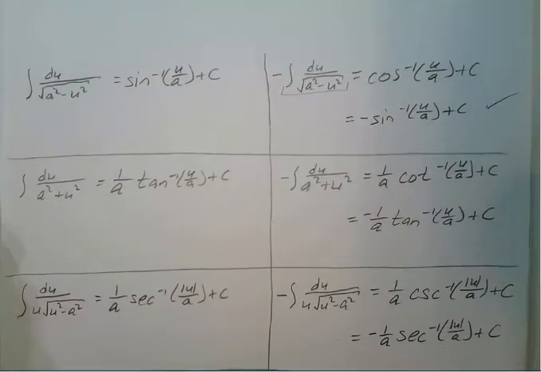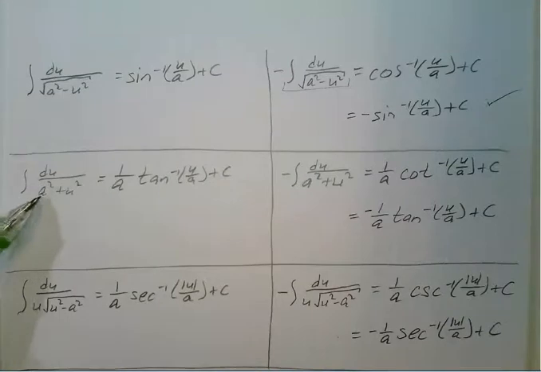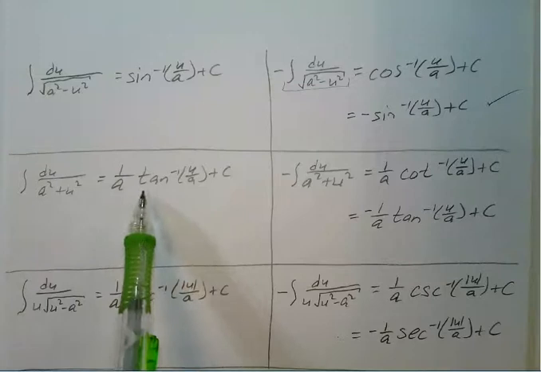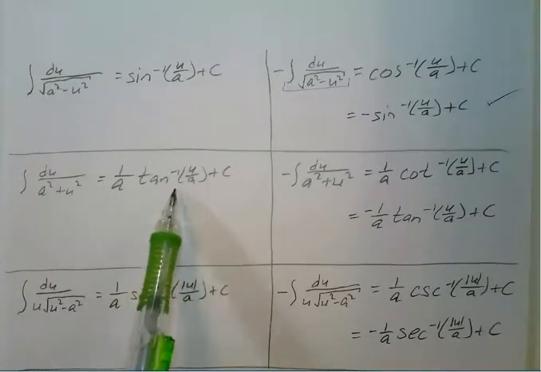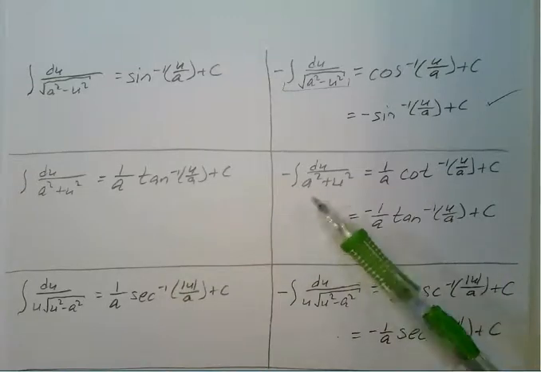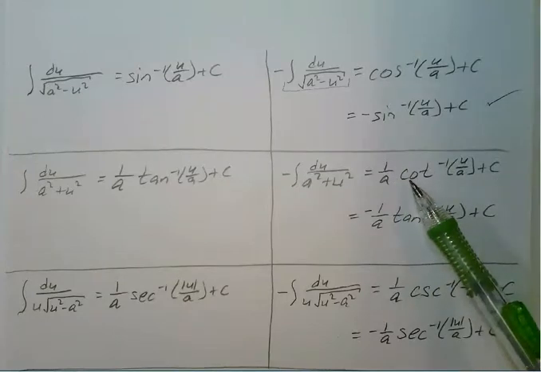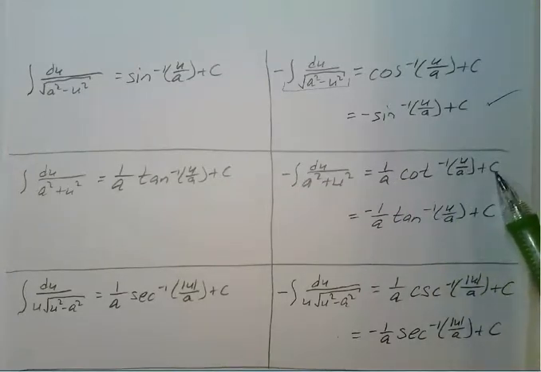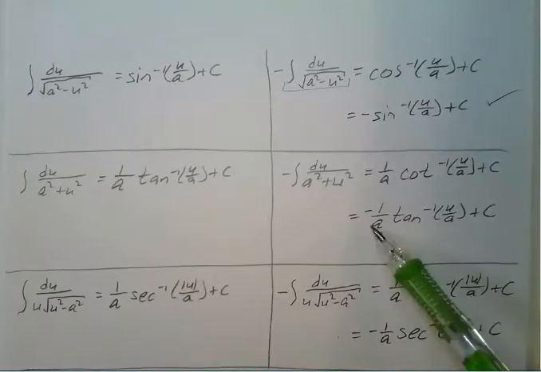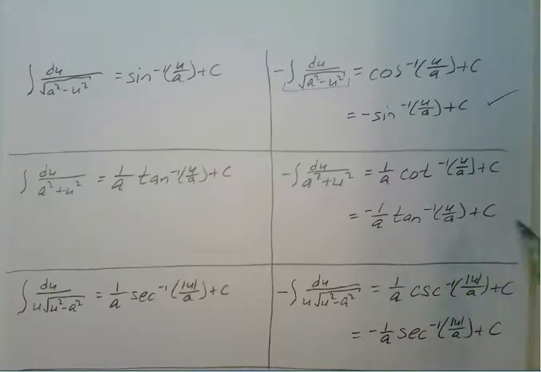All right, so we have the integral of du over a squared plus u squared. That's going to equal 1 over a times tangent inverse of u over a plus c. Again, if you have the negative du over a squared plus u squared, that's going to equal 1 over a times the cotangent inverse of u over a plus c. Or, again, if you have the negative of 1 over a, it could be the tangent inverse of u over a plus c.